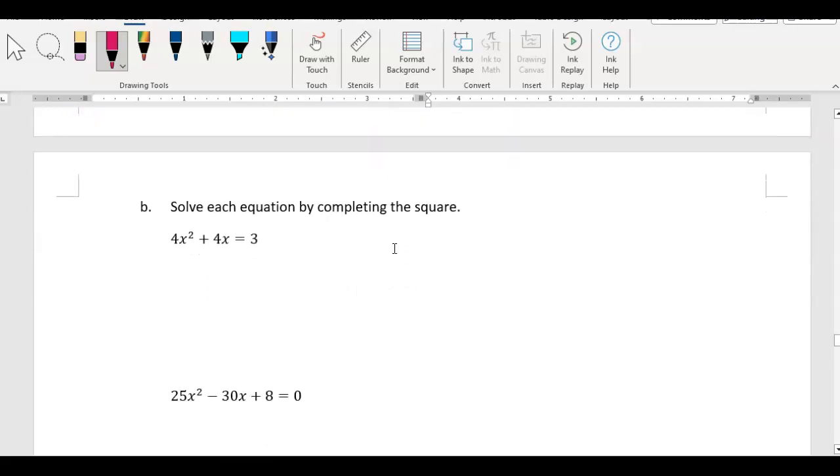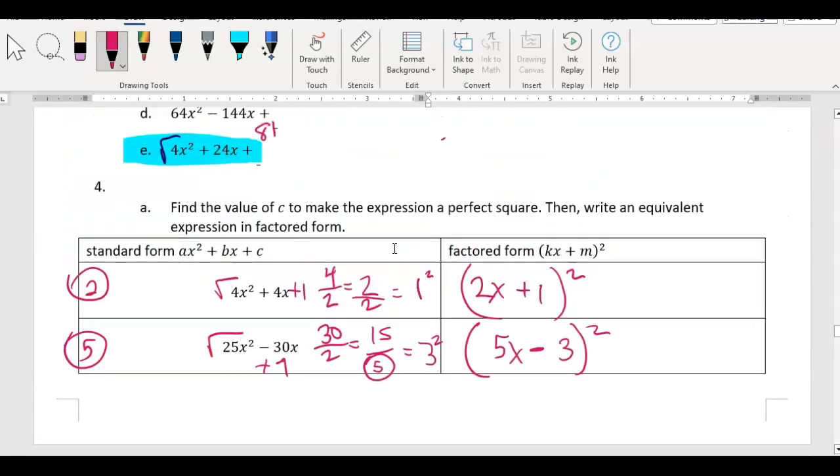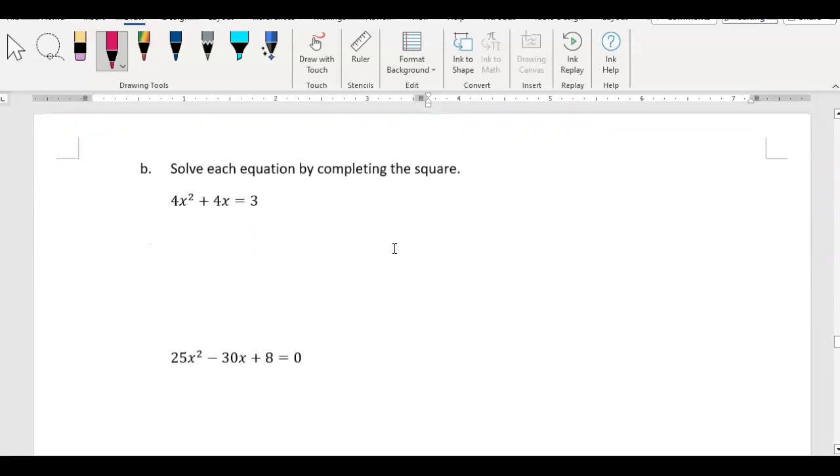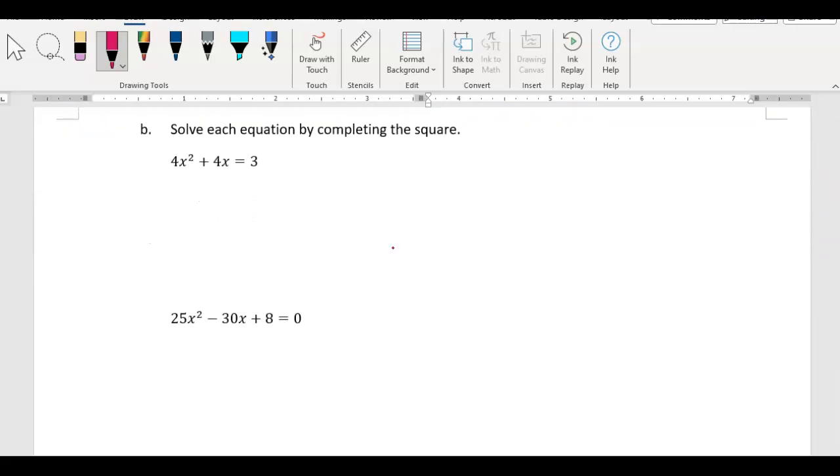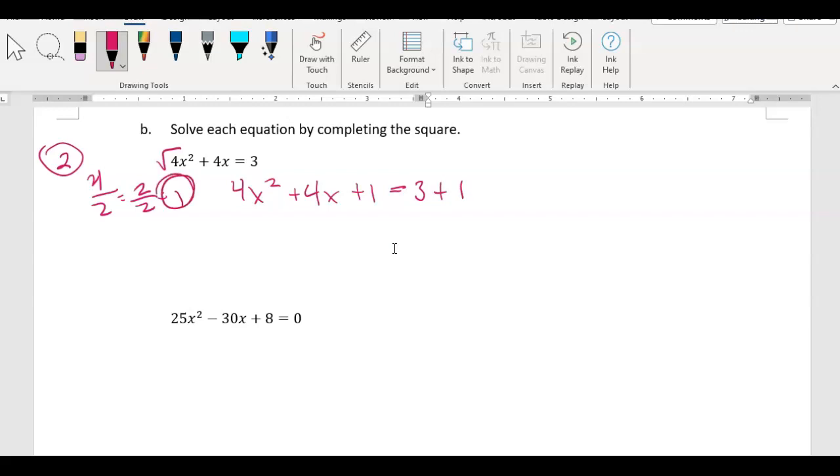All right, number B, solve each equation by completing the square. So we've added a layer of complexity because now I have this 3 over here. Don't worry about it. We're just going to save it over there for later, okay? So let's take the square root of 4, which is 2. Save that for later. 4 divided by 2 is 2. 2 divided by 2 is 1. 1 squared is 1. So I'm adding 1 to both sides. 4x squared plus 4x plus 1 equals 3 plus 1. I'm going to circle that because that 1 is important. That's what I'm using to complete the square.